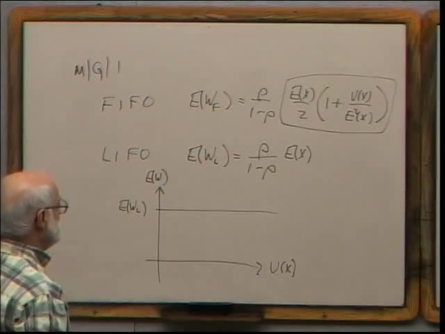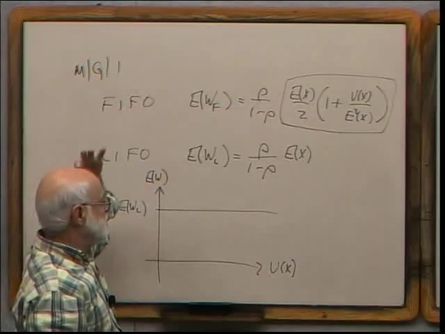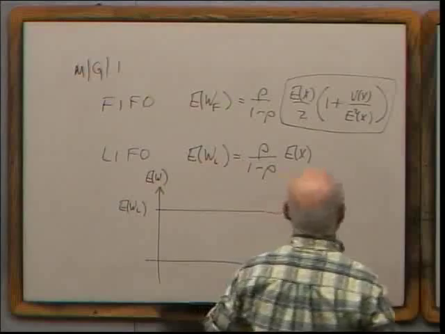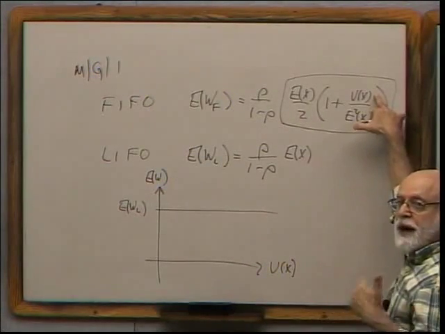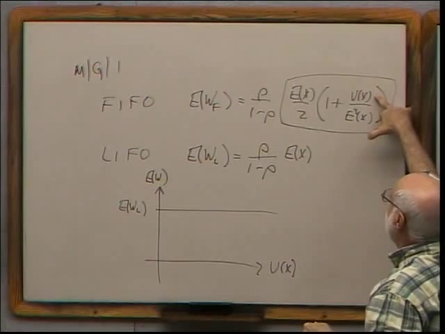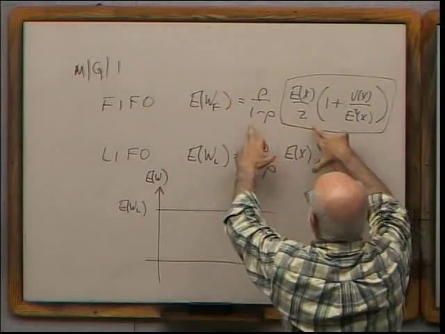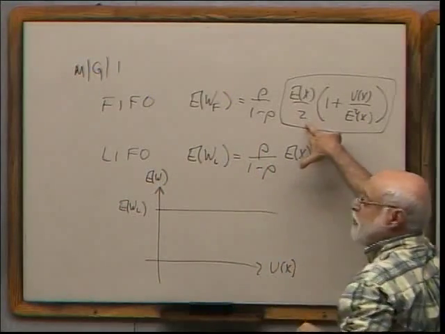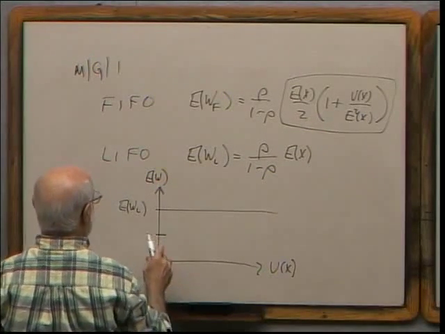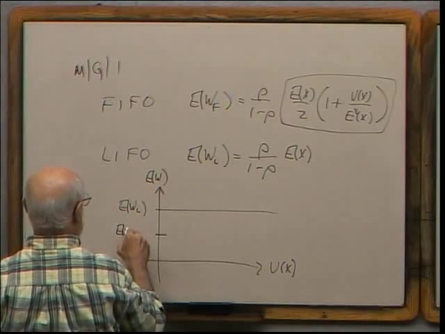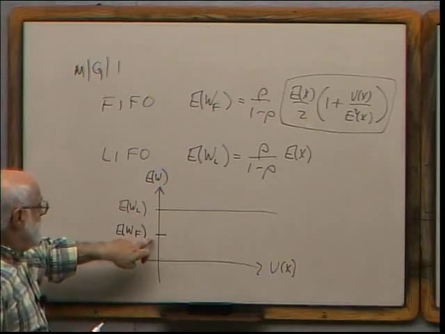Now let's compare this with the graph for FIFO. We're going to plot against the variance. So suppose the variance is 0. If the variance is 0, that means that we have constant service time, and all that means is that this multiplying term is 1, so this formula gives me the same as this formula divided by 2. So if the variance is 0, then here is the average waiting time under FIFO. So FIFO is better than LIFO here because its average waiting time is only half as much.